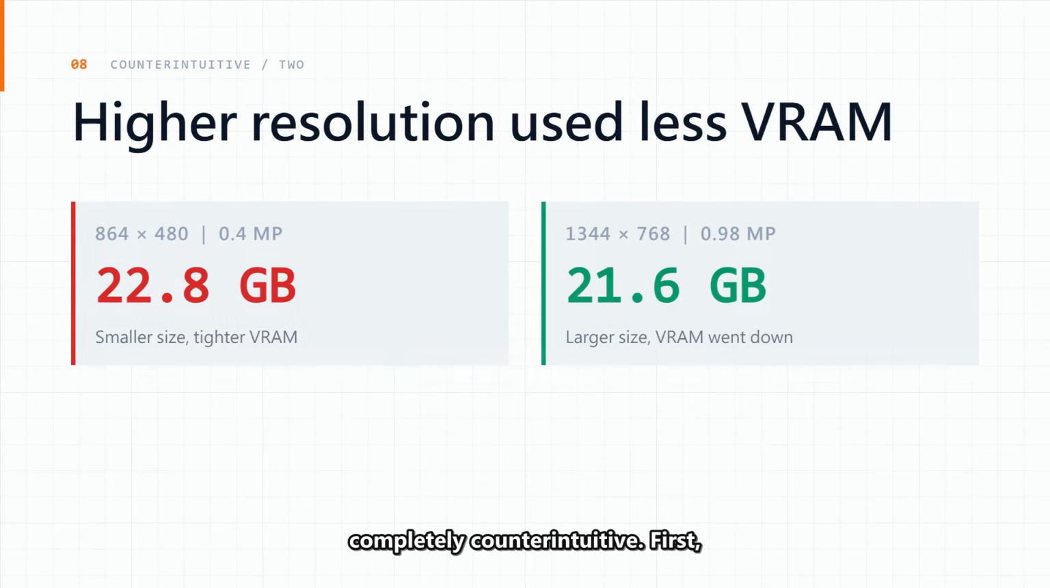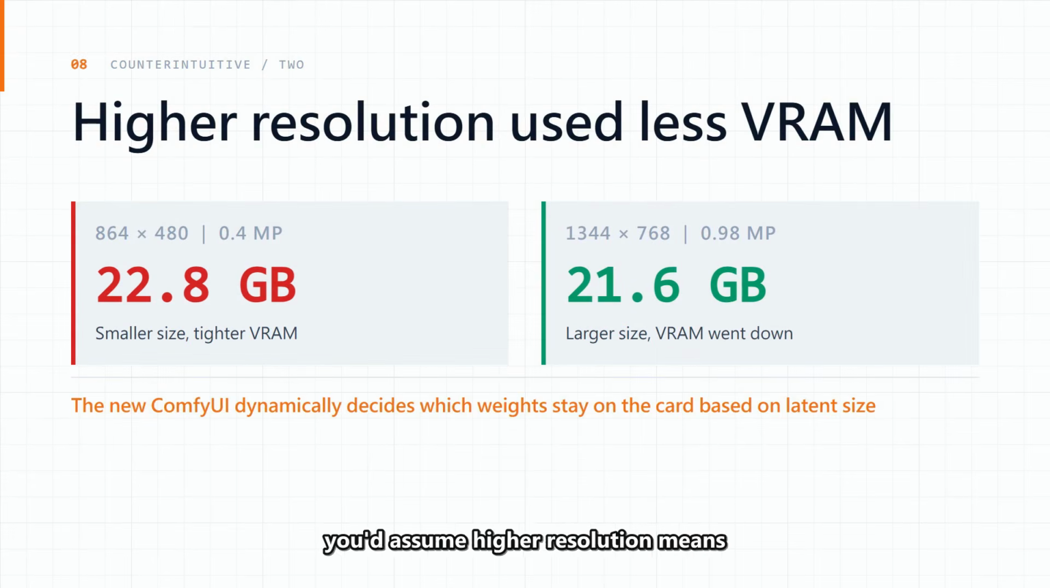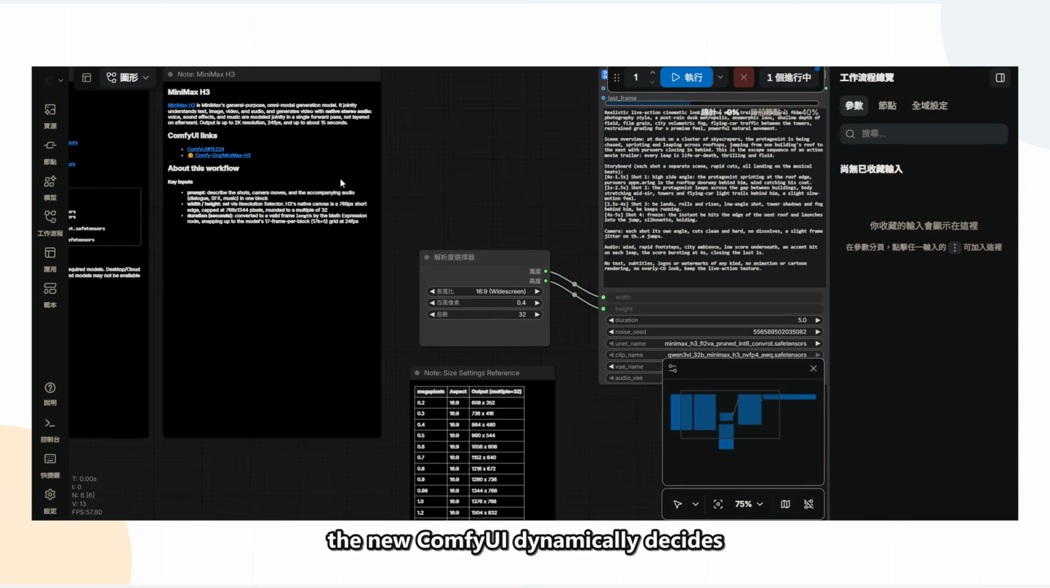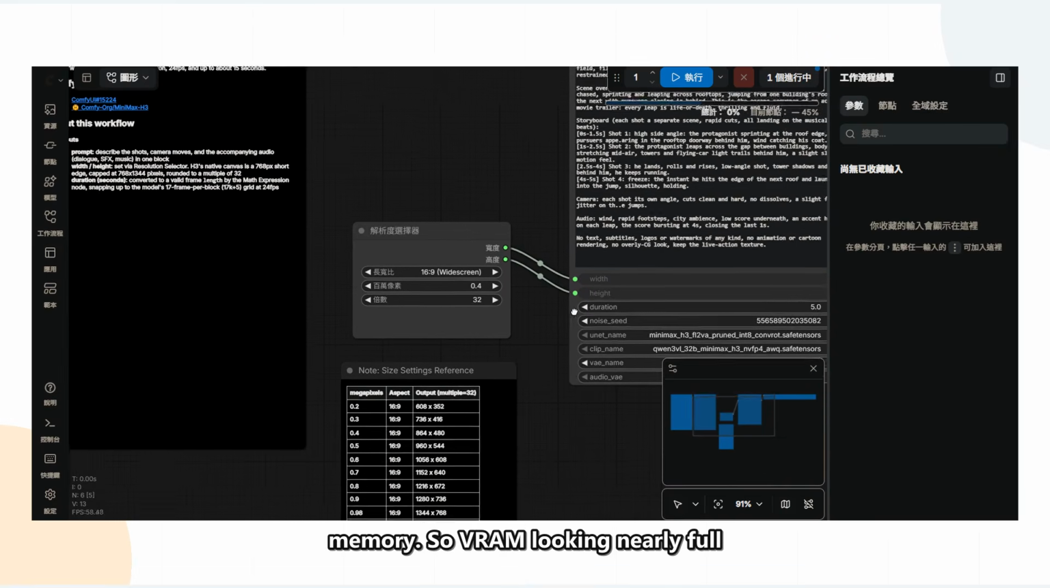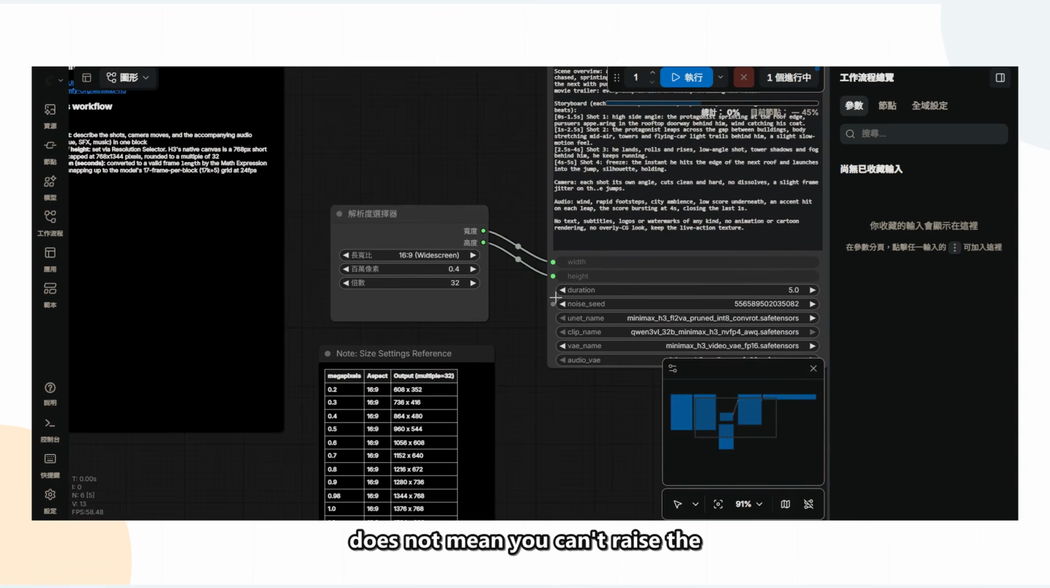2 findings here that are completely counterintuitive. First, you'd assume higher resolution means tighter VRAM. It's the opposite. The small size used 22.8 gigabytes and the large one used 21.6, because the new ComfyUI dynamically decides which weights stay on the card and which get pushed back to system memory. So VRAM looking nearly full does not mean you can't raise the resolution. The real variables are system memory and disk speed, not your GPU model.